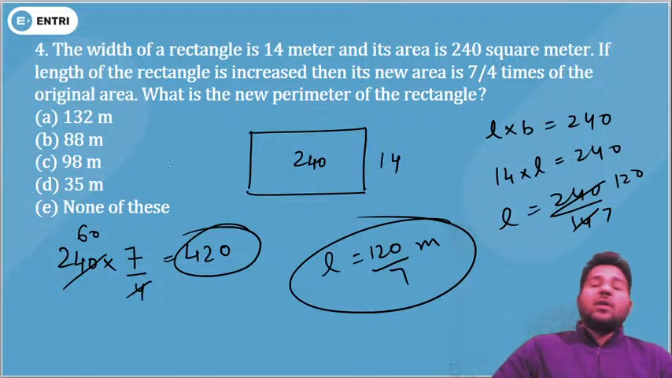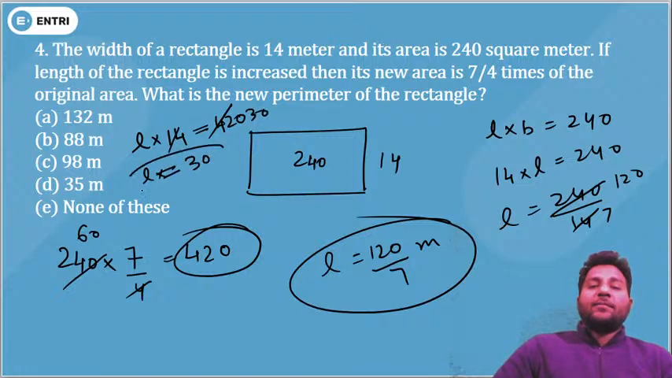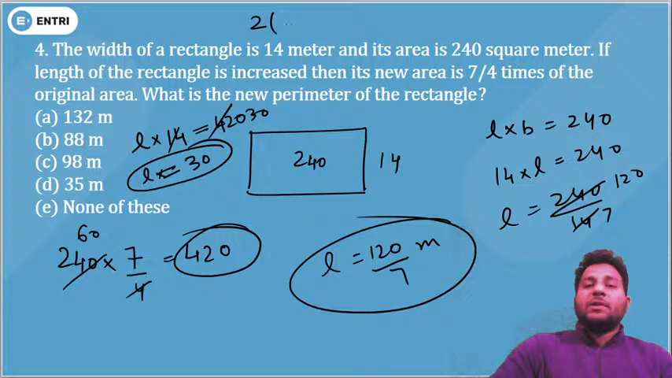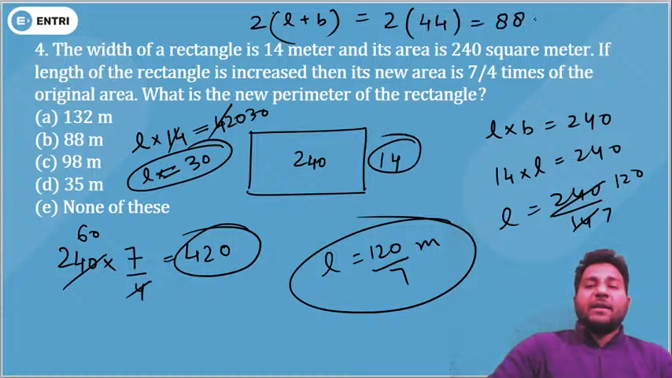So let's find out first the new length. Okay, so let's say length into breadth, breadth will remain same, and it will be equal to 420. So length into 4, that means length has increased to 30. Now its new perimeter will be twice L plus B, twice 30 plus what, 14, which means 44, which means 88 meter will be the perimeter.